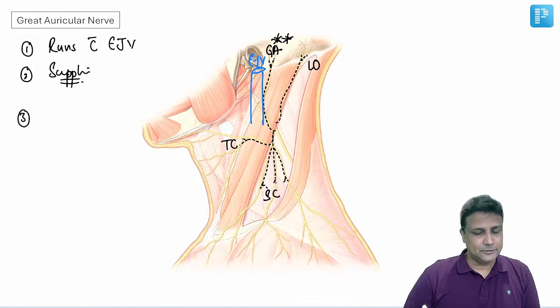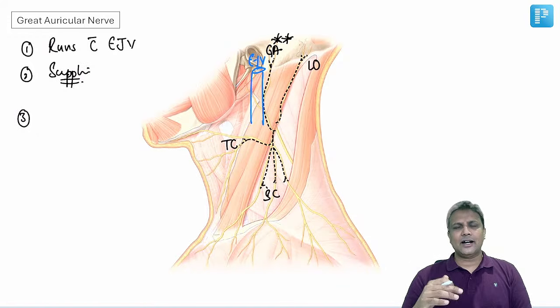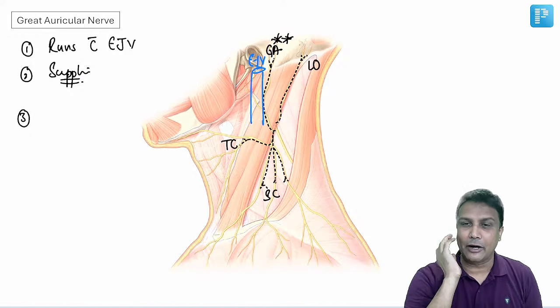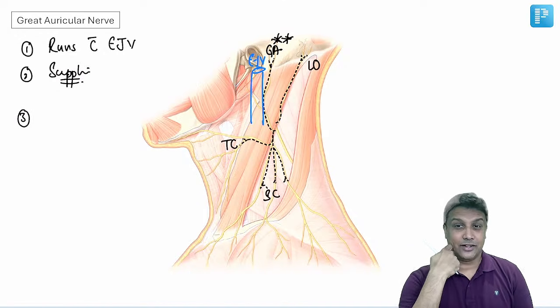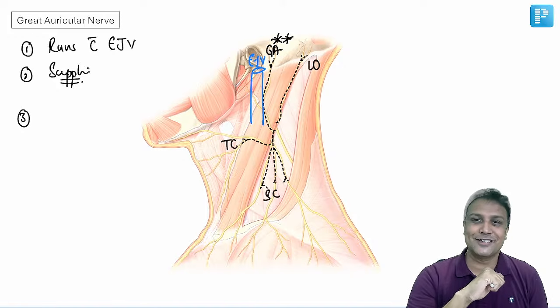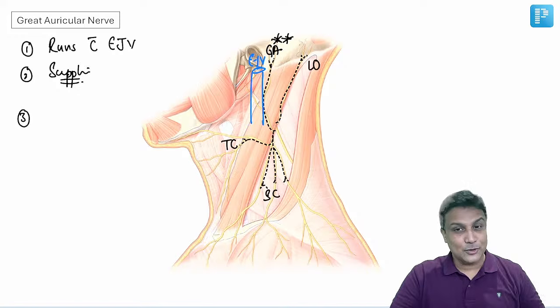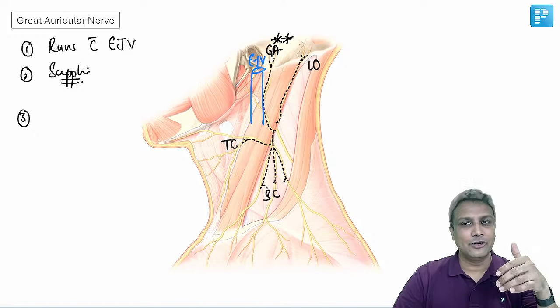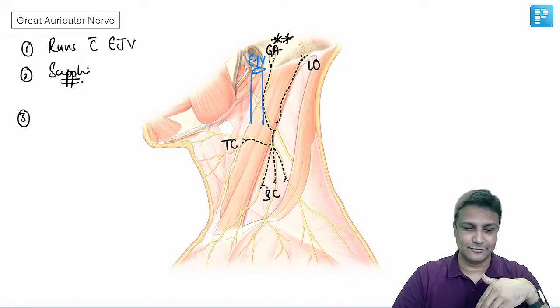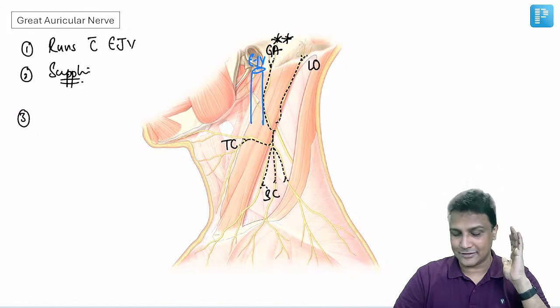Point number 3, remember, a person underwent some surgery, a parotidectomy and all. And after the surgery, one fine morning, he was shaving. And while shaving, there's no sensation in the shaving area. If he's not able to sense anything in the shaving area, then what is the nerve involved? The nerve involved will be the great auricular nerve. The great auricular nerve is injured there, sir.